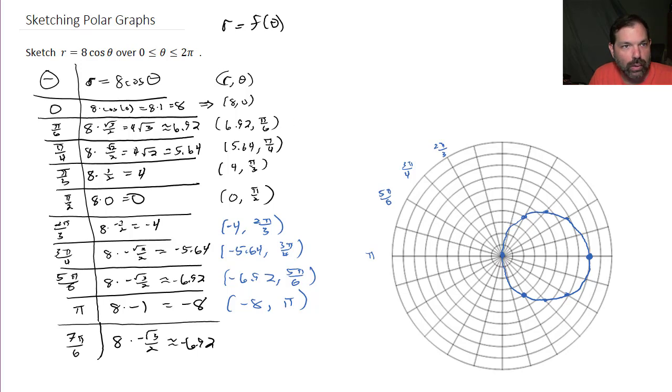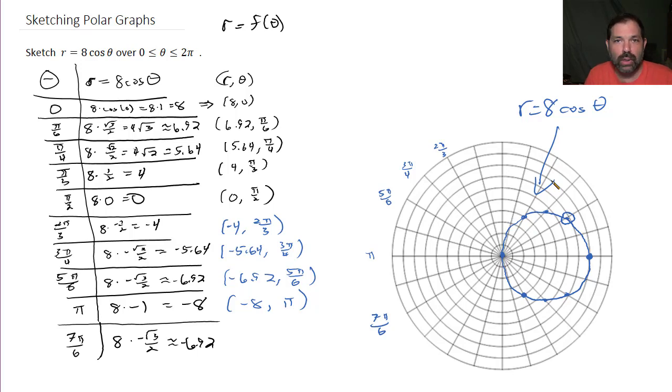So if I go in the direction of 7 pi over 6, which is here, and I walk backwards 6.92 steps, that brings me to this point again. And so what I see is that it's repeating this cycle over and over. So this circular graph in blue is the graph of r equals 8 cosine theta. And so we can use point-by-point plotting and then connecting to do this.